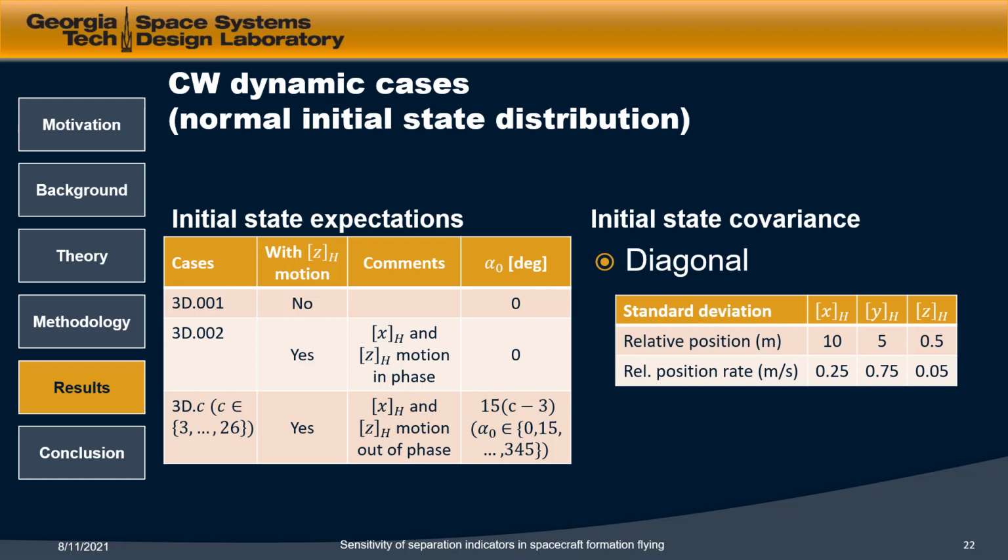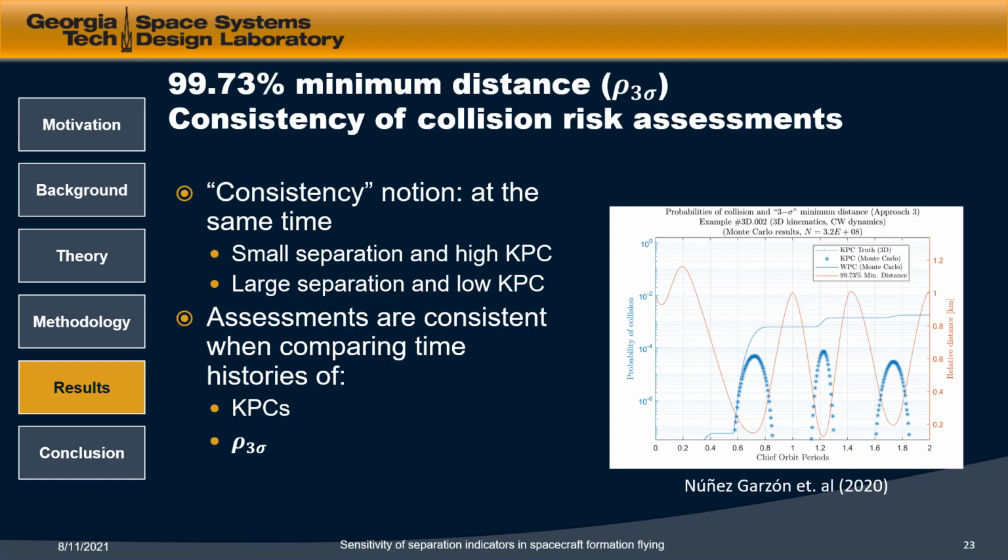The cases considered encompass a wide variety of closed CW relative orbits, with and without cross-track motion, and, out of the cases with cross-track motion, we are considering cases where the radial and cross-track motion are both in and out of phase. The specific values of the initial expected relative state as well as the initial relative state covariance were chosen because, in previous work, ρ3σ and the KPC are related to one another intuitively. That is, one increases while the other decreases, and vice versa.